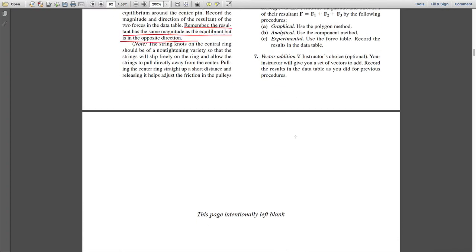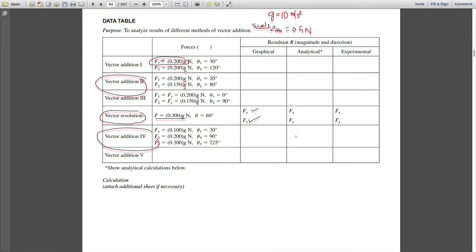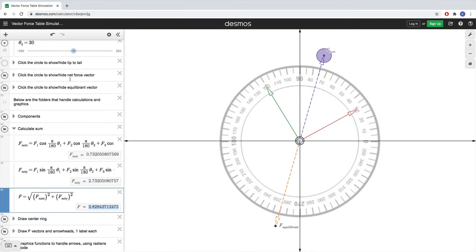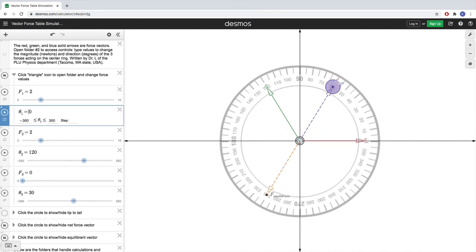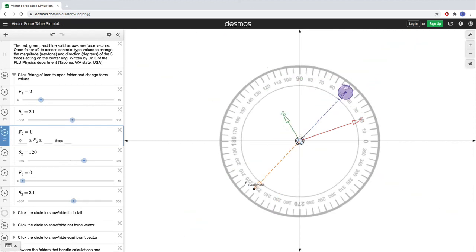Then for the second one, you will do the same thing, but the only difference here is now you have 2 Newton for F1, and then 1.5 Newton for F2, and then you have the angles 20 and 80 degrees. Again, what do you do? You come here, F1 is 2, then theta 1 is now 20 degrees. F2 is now 1.5, and the angle is 80.